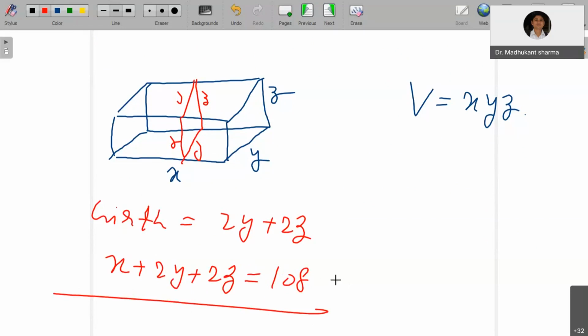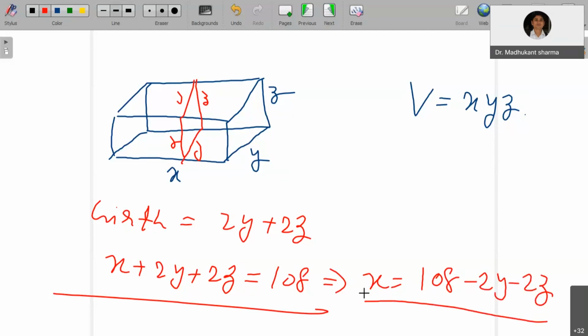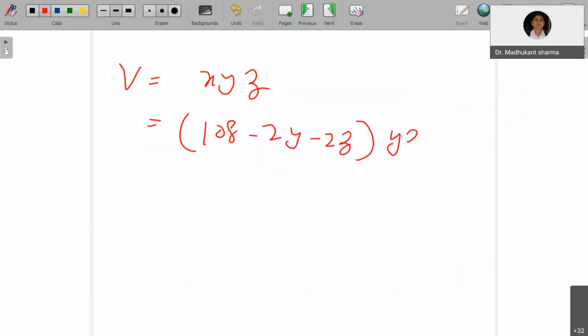So from here, what you will observe, there are various ways to handle this. So now x equals 108 minus 2y minus 2z. From here, you will get one condition. Now, what is the volume in that case? So V equals x times y times z. So x is 108 minus 2y minus 2z, times yz. So it's a function of two variables now instead of three. So 108yz minus 2y square z minus 2z square y.